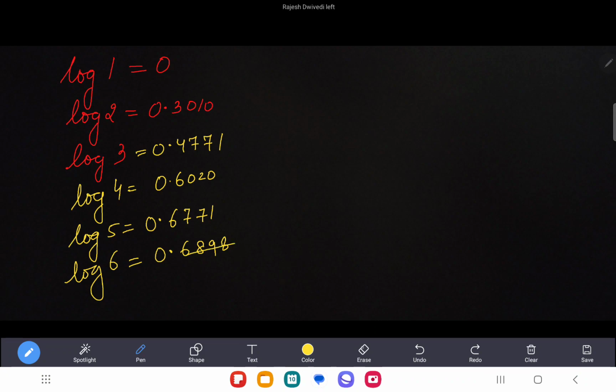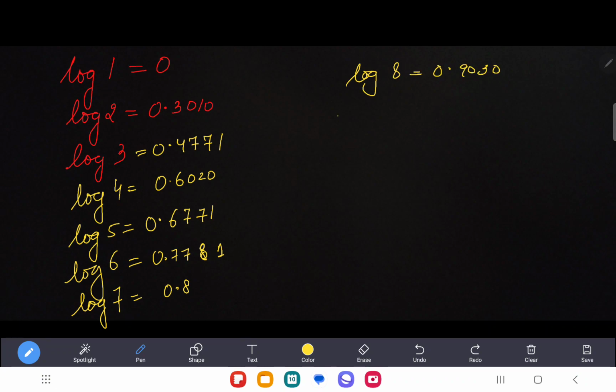Log 6 shall be 0.7787. So log 7 shall be how much? 0.8. Log 8 shall be 0.9030.